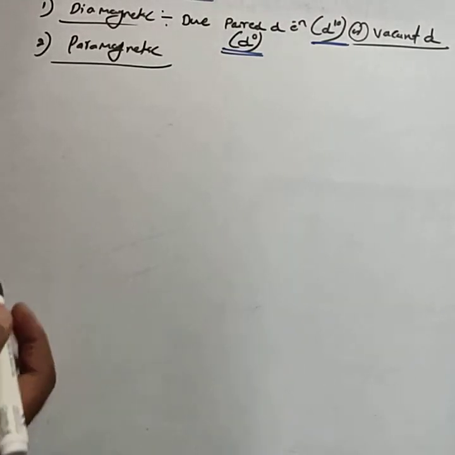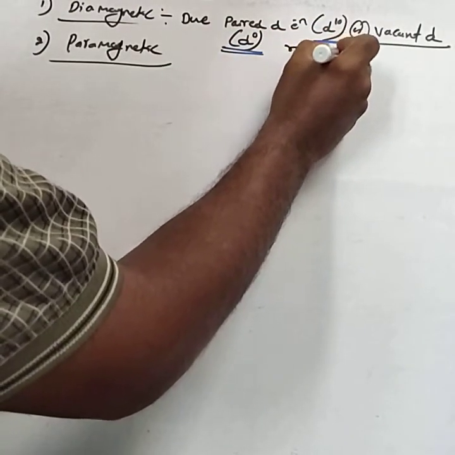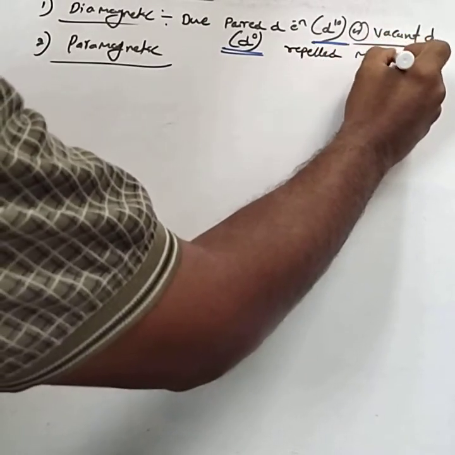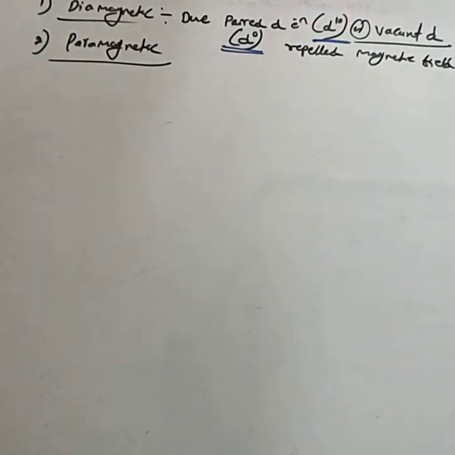These diamagnetic compounds are repelled by the magnetic field. This is about the diamagnetic compounds. Diamagnetic property is due to the presence of paired d electrons having d10 configuration, or vacant d orbitals having d0 configuration. If they are placed in a magnetic field, they get repelled. This is about diamagnetism.